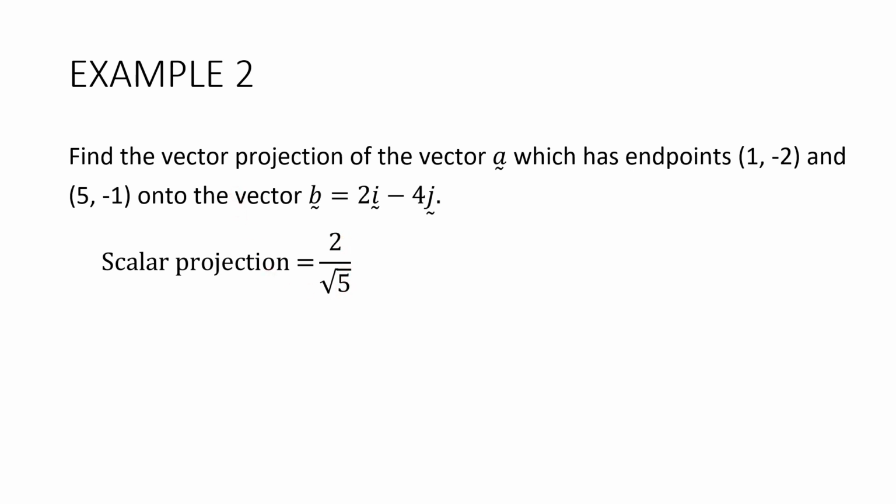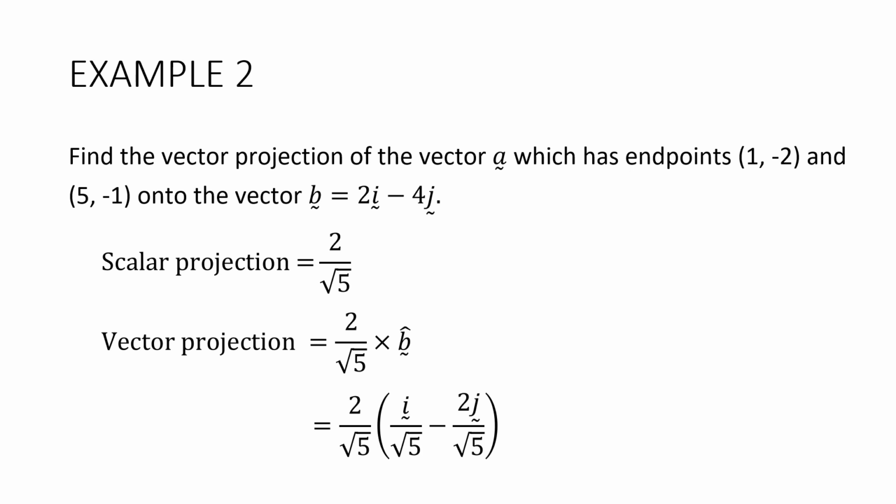To form the vector projection, we just have to multiply by unit vector B. And we've already worked out unit vector B. It is i on √5 take away 2j on √5. Multiplying through, we end up with 2/5 of i take away 4/5 of j.